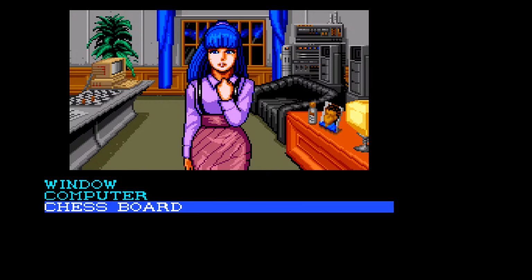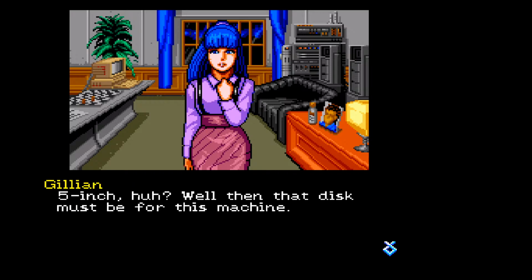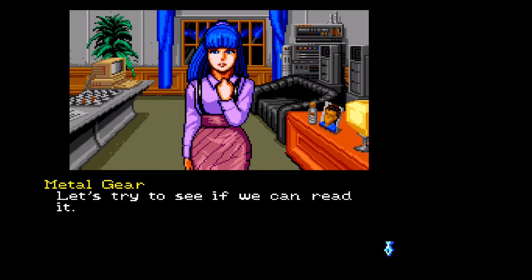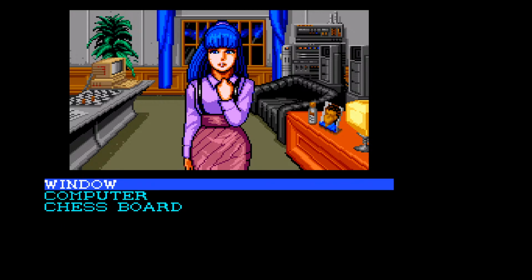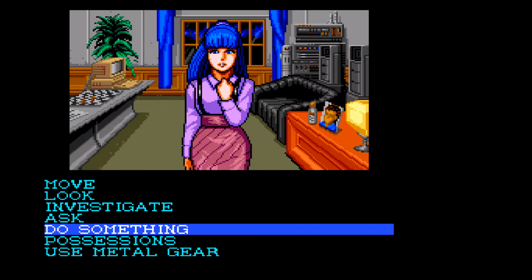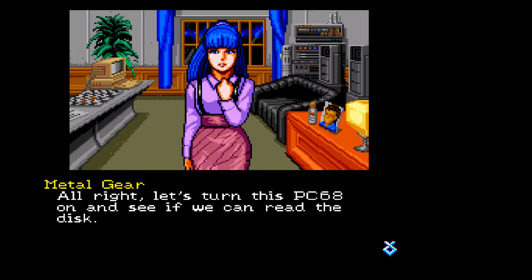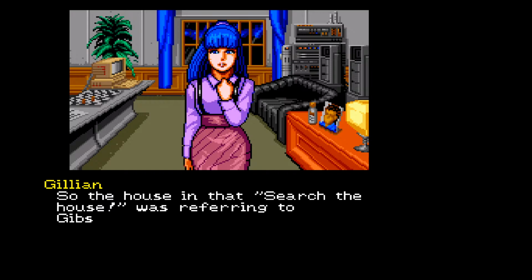Okay, so let's go ahead and investigate the computer. There we go. 5-inch, huh? Well, then that disc must be for this machine. Let's try to see if we can read it. Possessions, use disc. Alright, let's turn this PC-68 on and see if we can read the disc.